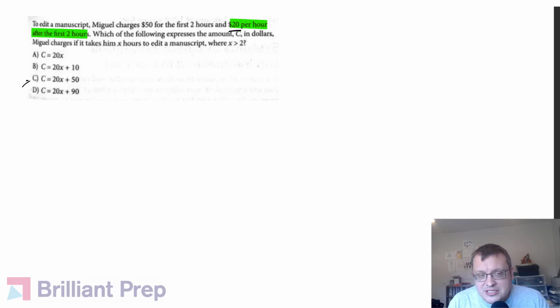And the problem with a choice like C is we're essentially being paid for those first 2 hours twice. We're being paid the $50 for the first 2 hours here, and then we're also being paid $20 per hour for those 2 hours again. And one way to illustrate this is just imagine if x equaled 5. Let's say Miguel's working for 5 hours. What would be the breakdown in his pay?